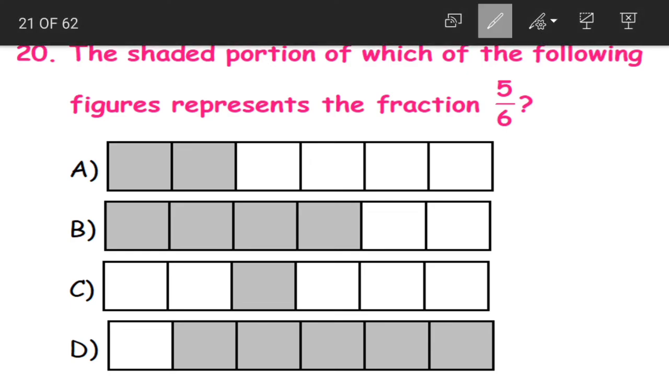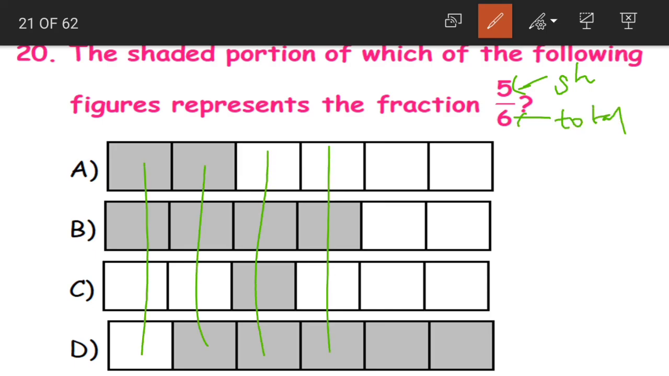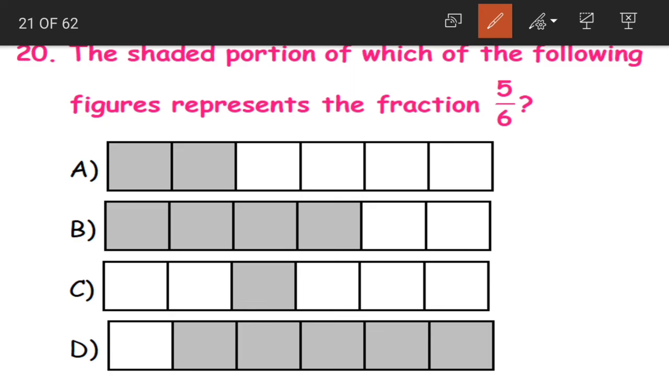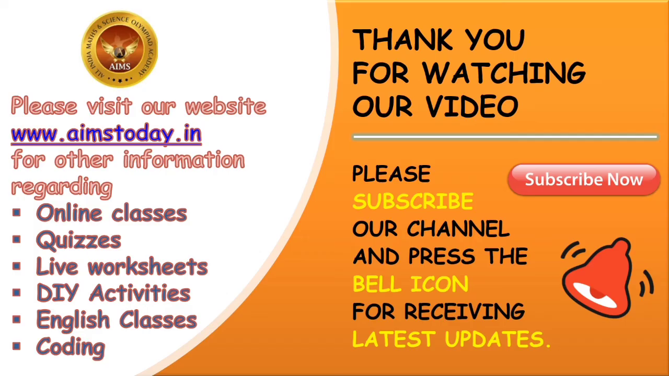What does this mean? 5 parts should be shaded and 6 is the total number of parts. Here all are having 1, 2, 3, 4, 5, 6 parts. All the figures are divided into 6 portions, but which is having 5 shaded parts? Option D, 1, 2, 3, 4, 5. So option D is having 5 shaded parts out of a total of 6 parts. So option D becomes our correct answer.